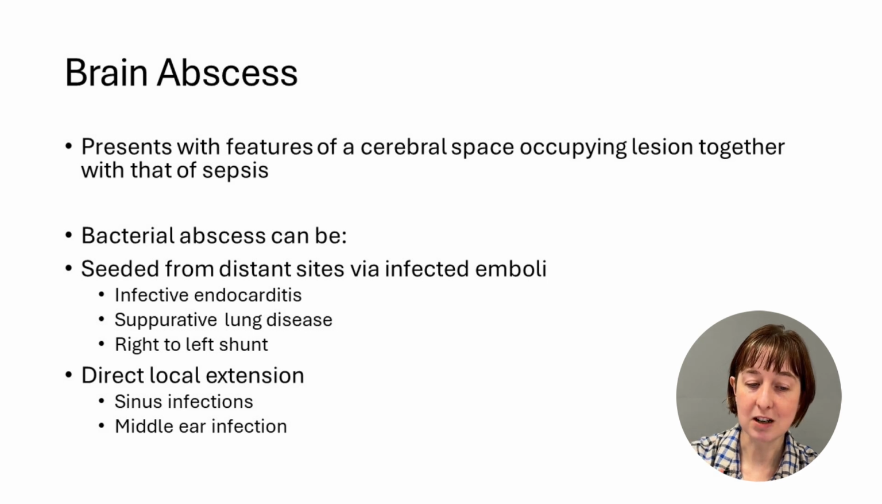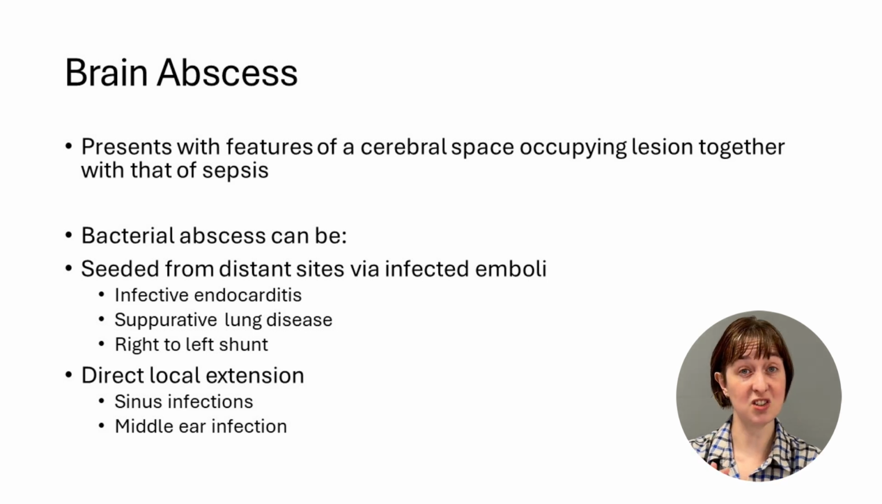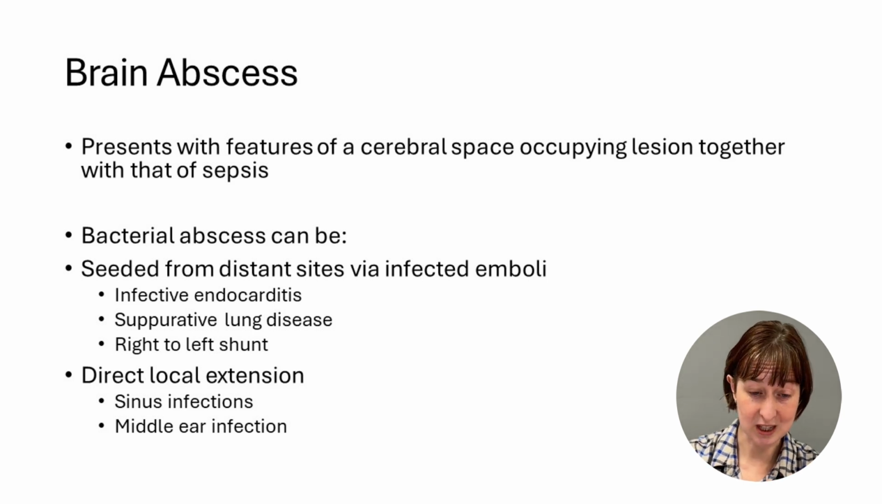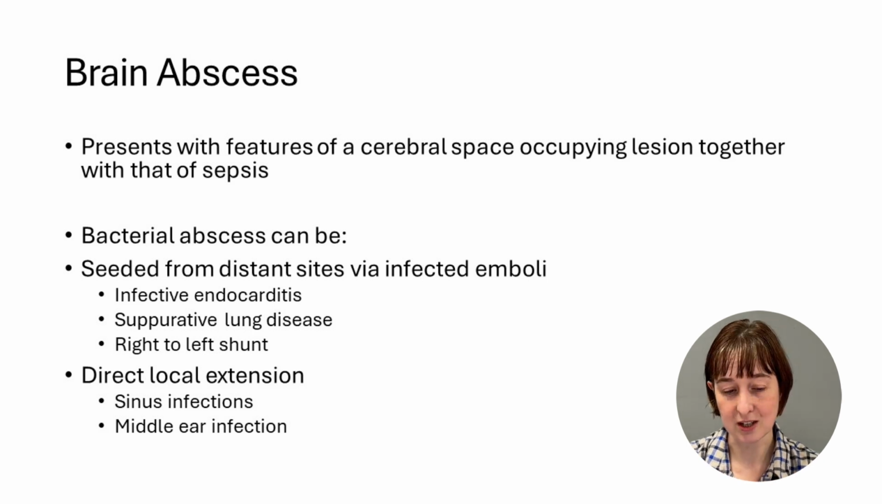So bacterial abscess can be seeded from distant sites, okay? Infected emboli can spread, so the one we always think about is infective endocarditis, so you need to look for signs of that. Suppurative lung disease, so if people have lung abscesses or empyema with complications, or a right to left shunt due to an abnormal circulatory system. Or there can be local extension.